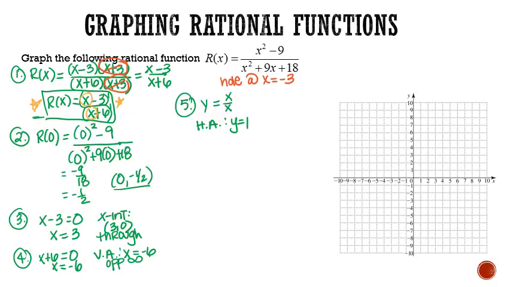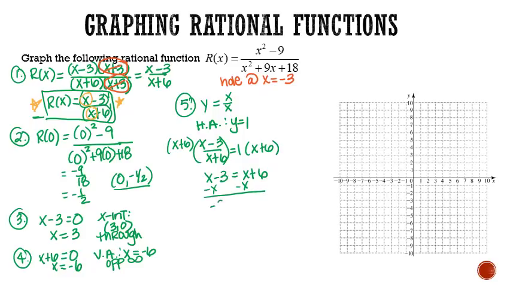The other part of step 5 was finding if we ever cross the horizontal asymptote, and that's found by setting your function equal to that horizontal asymptote. And again, you're always using the simplified version. We end up with x minus 3 equals x plus 6. Get all the x's on the same side, and you're left with -3 equals 6. -3 can never equal 6, so this means that I do not cross the horizontal asymptote.